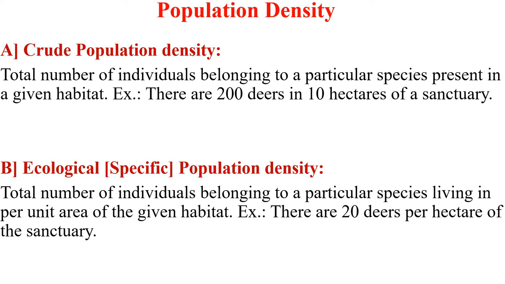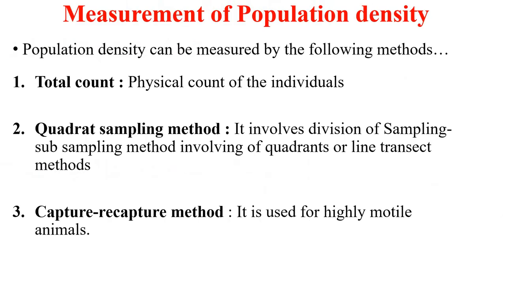Means the occurrence of the animals per unit area is here considered. Example, there are 20 deer per hectare of the particular sanctuary. Now the next point, that is how population density is measured, for which there are three methods.